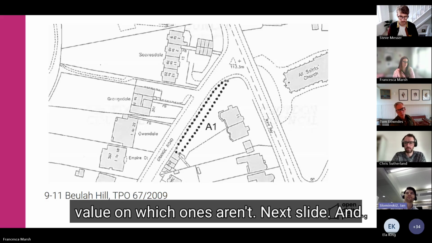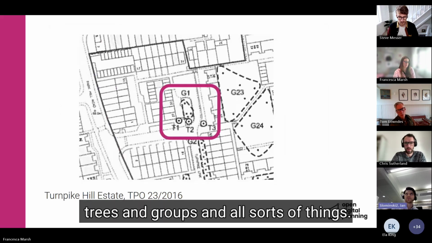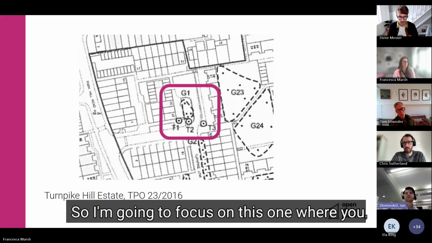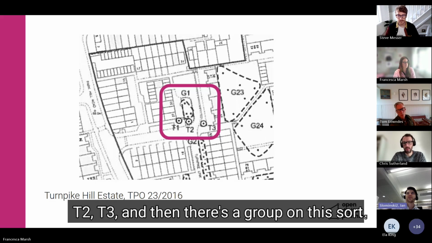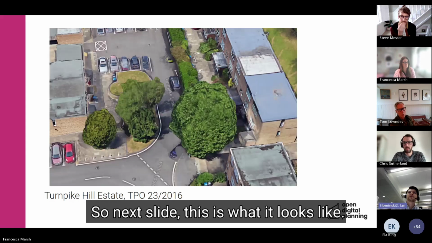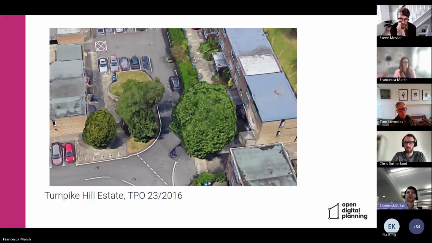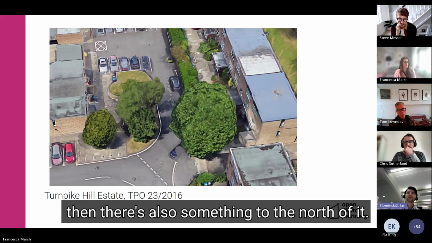Next slide. And then we've got some where we've got a mix of trees and groups and all sorts of things. So I'm going to focus on this one, where you can see on the plan there are three TPOs, T1, T2, T3, and then there's a group on this little green. So next slide, this is what it looks like. We can see those three trees are there, and then there's also something to the north of it.